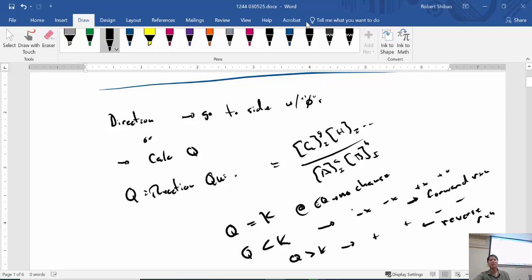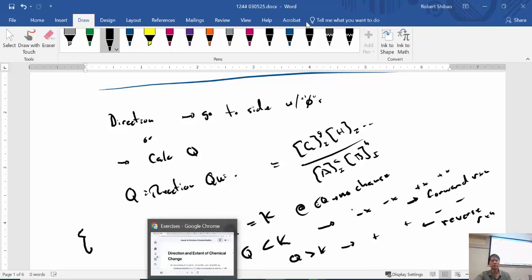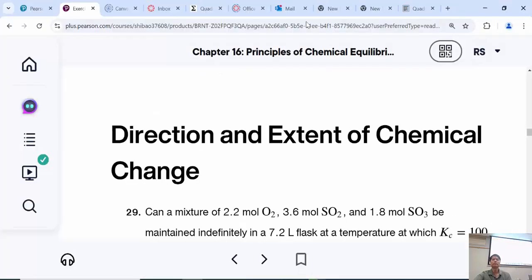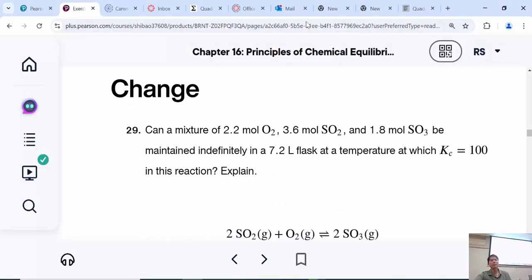Extent of change. There's a little weird symbol that they sometimes use for extent of change. It looks like this. But what we're going to do is just do our ICE calculations to figure it out. And so, we set up an ICE table.